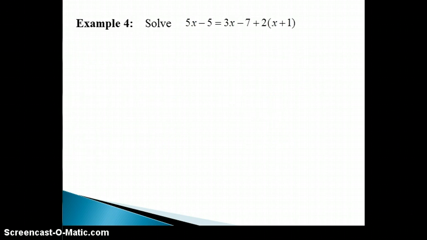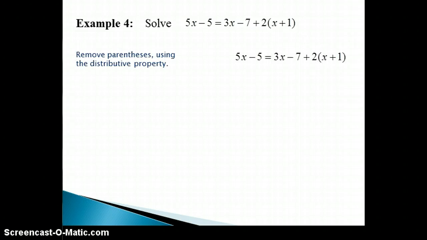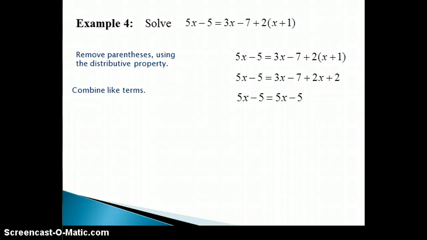Let's look at one more. Notice that once again we have parentheses to get rid of, which we can do by using the distributive property. We distribute the 2 to the first term and then the second term. Now notice that we have like terms to combine on the right side. 3x plus 2x gives us 5x, and -7 plus 2 gives us -5. Both sides are simplified at this point, so we're ready to move the variables to one side, which we can do by subtracting 5x from both sides.